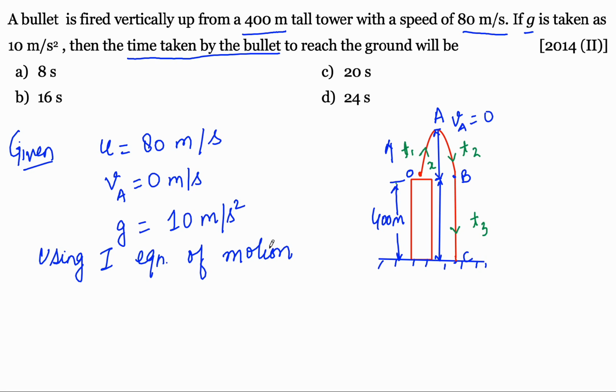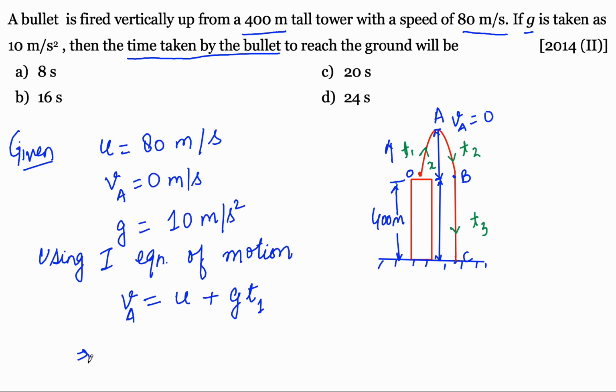First equation of motion. What is it? It is that final velocity will be equal to the initial velocity plus acceleration due to gravity into time. Now since I am finding it for point A, it will be velocity at A, initial velocity before reaching A. Okay, g is the acceleration due to gravity, and t, let's say this is the time t1.